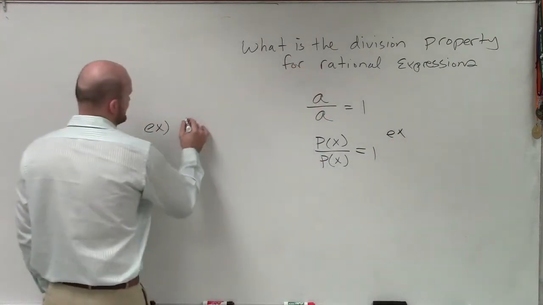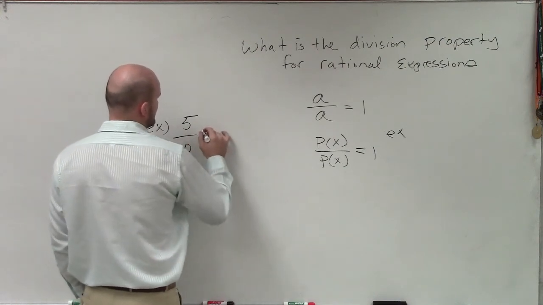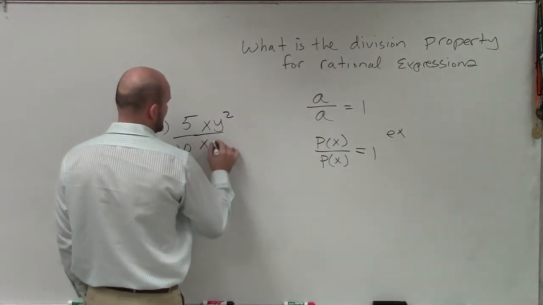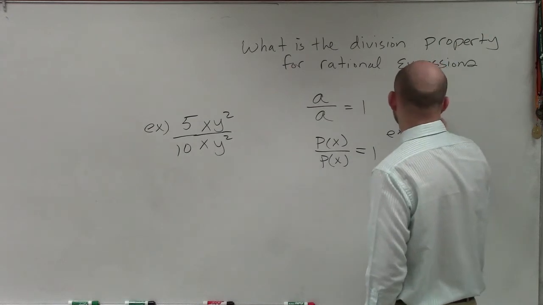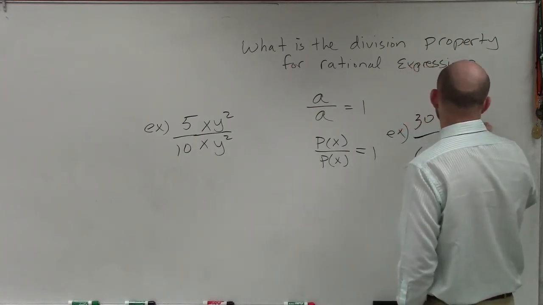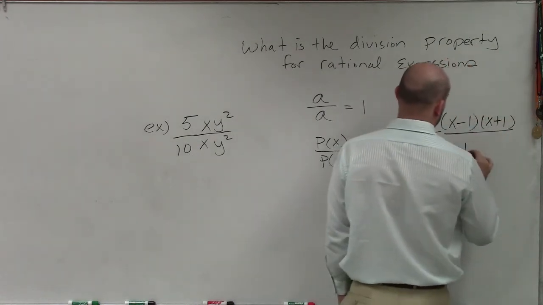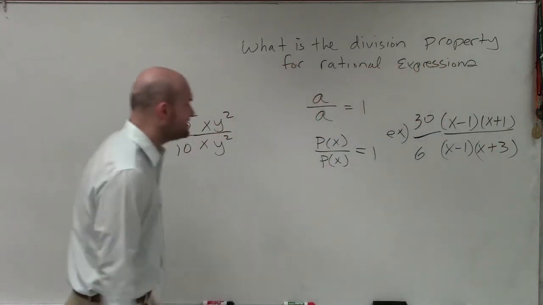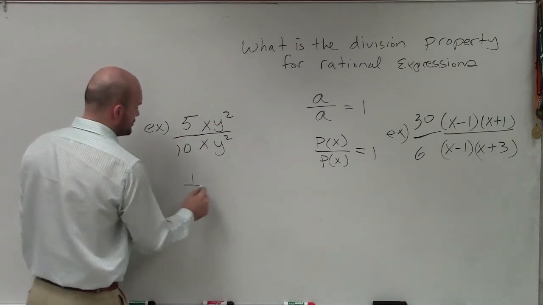Let's say in this case I have 5 over 10, and this is xy squared over xy squared. And then over here, let's do 30 over 6. Let's do x minus 1, x plus 1, divided by x minus 1, x plus 3. Okay? So in this case, here you can simplify these just like as we usually do with 5 over 10.